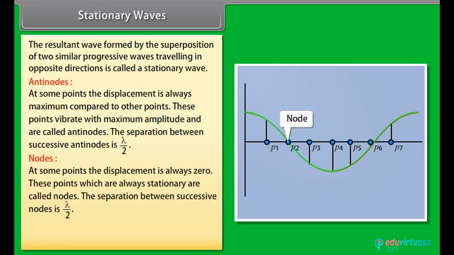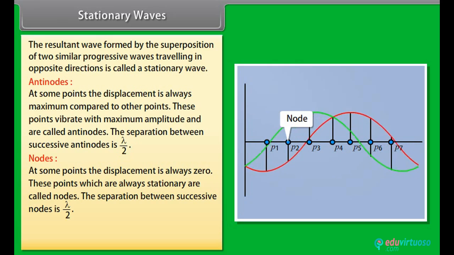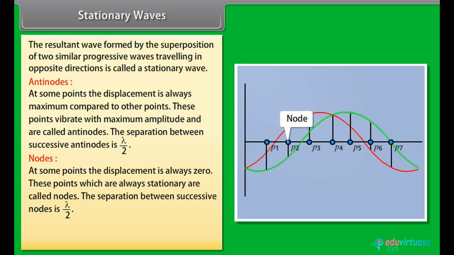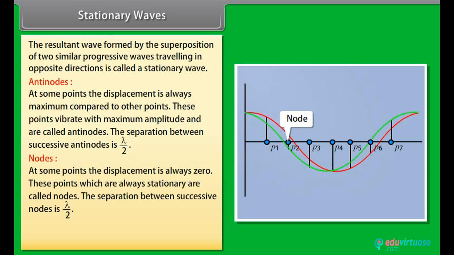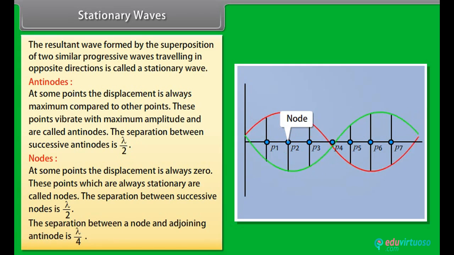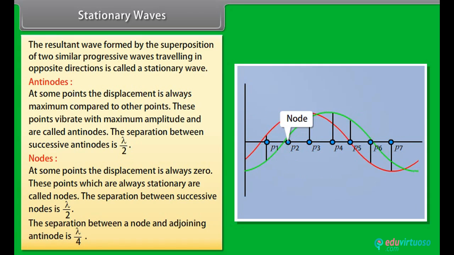Nodes. At some points, the displacement is always zero. These points, which are always stationary, are called nodes. The separation between successive nodes is λ/2. It is observed that the separation between a node and an adjoining antinode is λ/4.